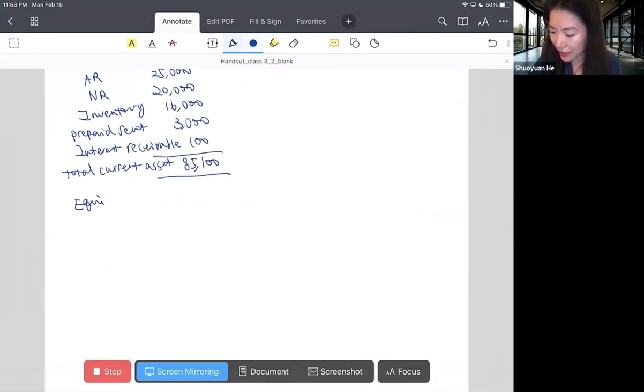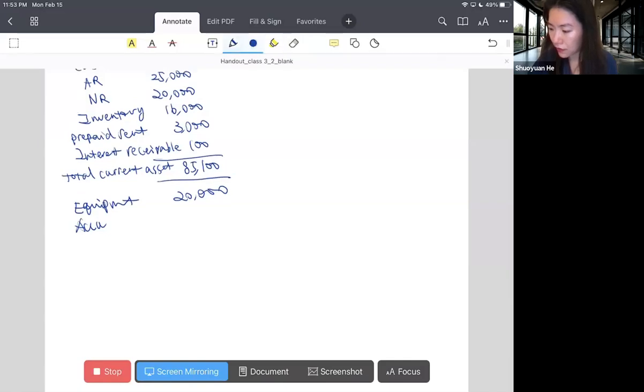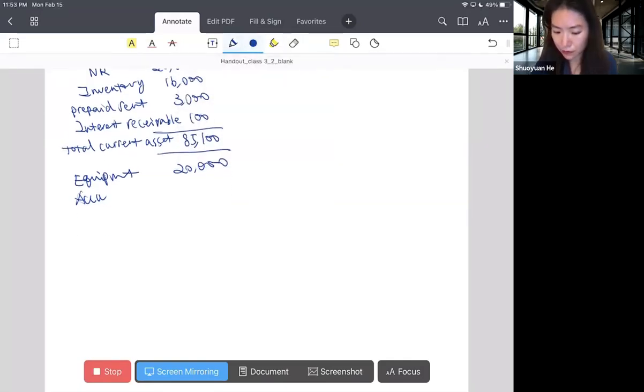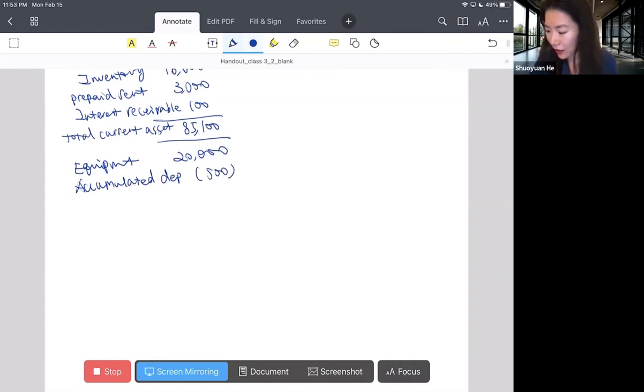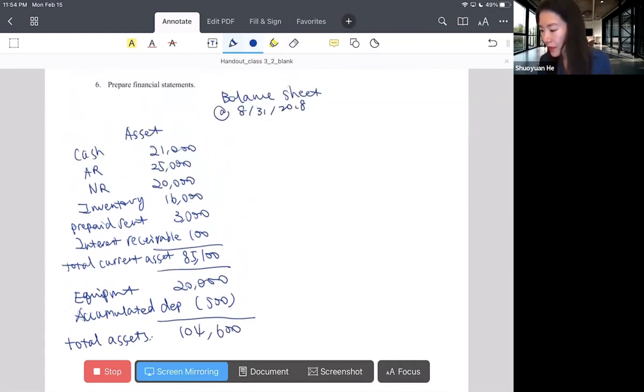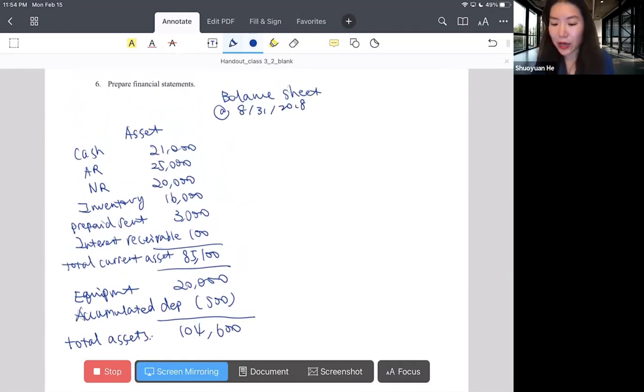Equipment is a long-term asset. 20,000 minus accumulated depreciation, 500. So that gives us our total asset, 104,600. And then the right-hand side, that's our liabilities and equity.